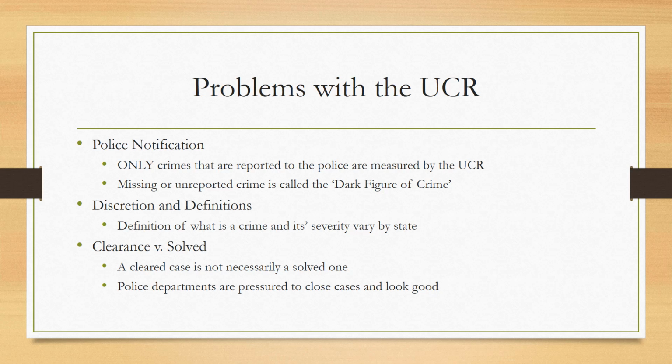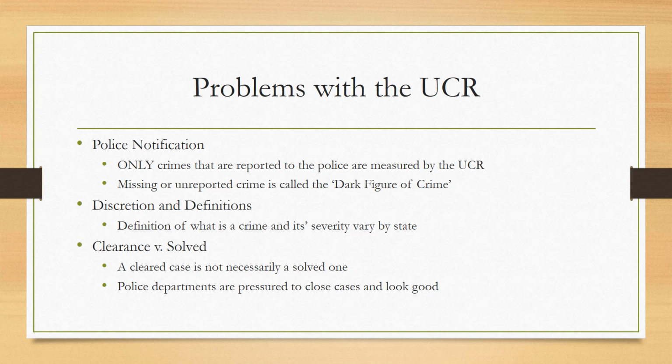The crimes that occur but don't get reported are what we call the dark figure of crime, unreported crime that occurs. And it's very difficult to get a handle on this. There's a couple ways we do it, but it's very difficult.